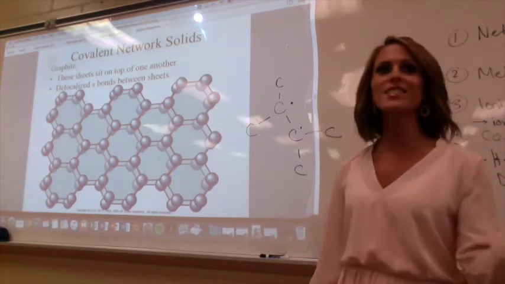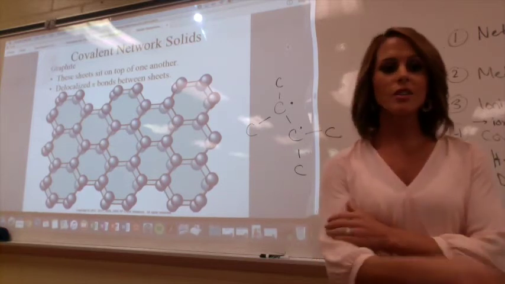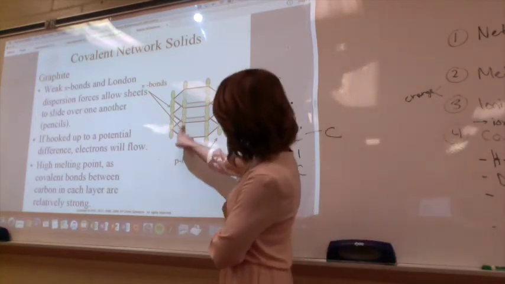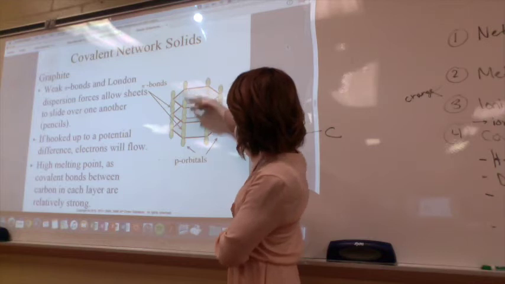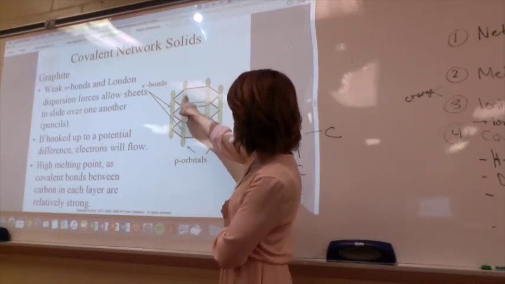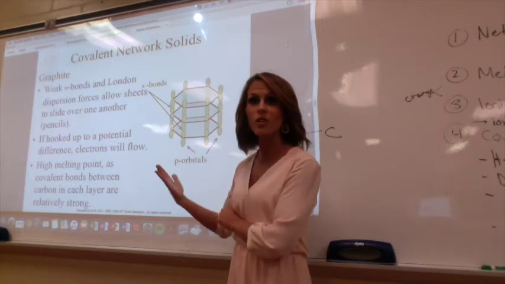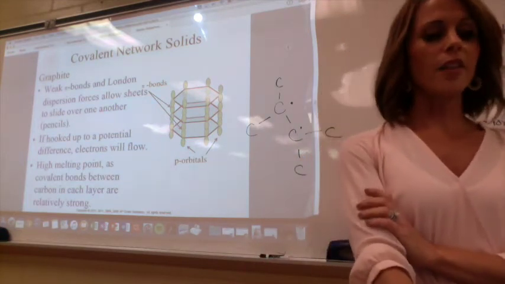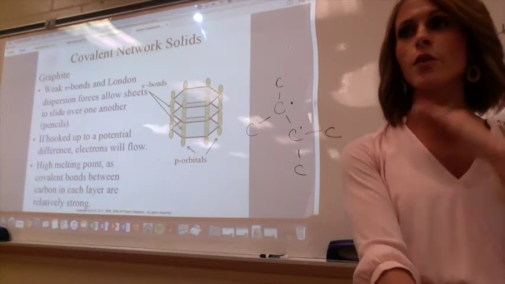Pi bonds conduct electricity because the electrons have movement. Not a lot, but they have some movement. Here's a picture of that. So here's all your unhybridized p orbitals. Here's your sheets, 3 sheets. And then you have a little electron in this p orbital that can freely move through the sheets. So if you have electrons free to move, then you have the ability to conduct electricity. They also have very high melting points because each of these layers is a covalent network solid.